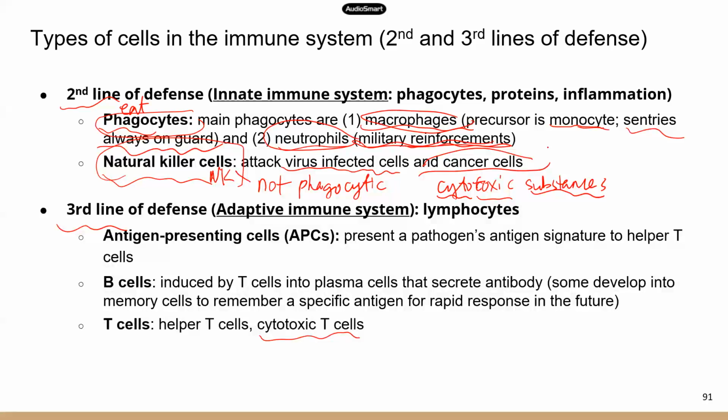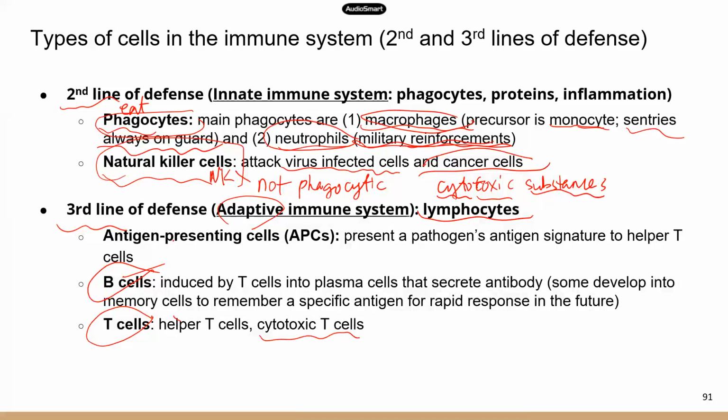All right, now for the third line of defense. Remember, now we're talking about a different arm of the immune system, right? Now we're looking at the adaptive immune response arm. So this line of defense involves different types of lymphocytes. The two main types are B cells and T cells. So there's a little bit of description here. And again, remember, B cells can produce antibody. That's very important information.